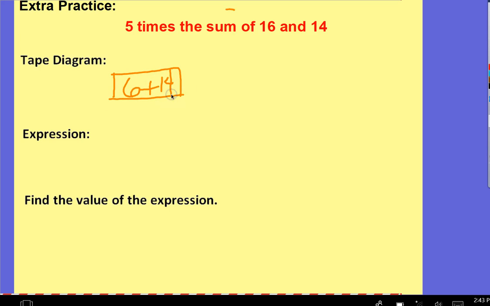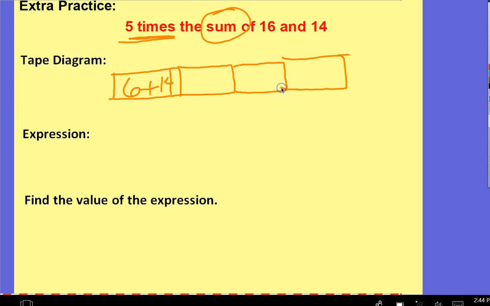The sum means that I'm adding. And I'm going to have that 5 times. So that's the first time, second time, third time, fourth time, and fifth time. And I can represent that to show that each time that box is equaling 16 plus 14. So not 6 plus 14, 16 plus 14.